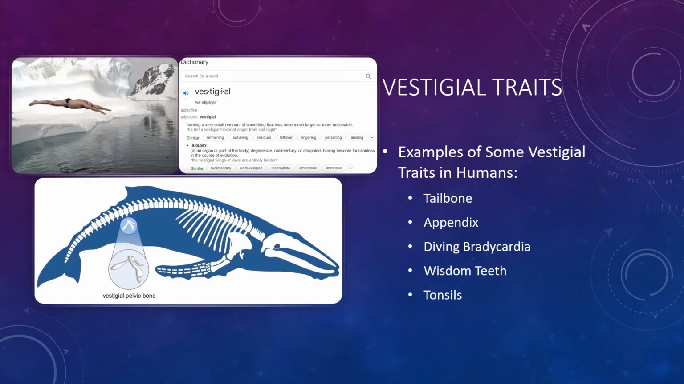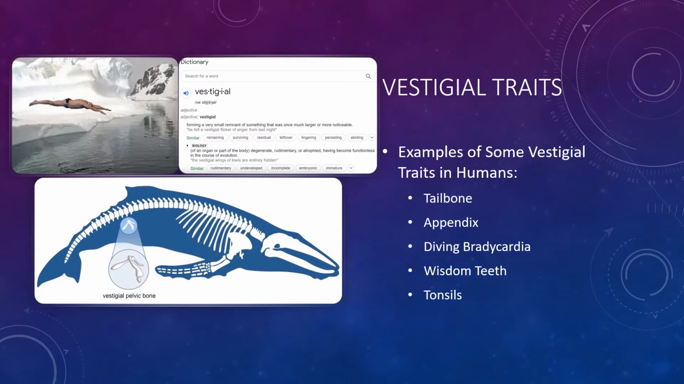In humans, for example, that would be the tailbone. Ancestors of ours used to have tails. If you want to call a tailbone a tail, it's just literally one bone as opposed to a long series of bones that make a tail. The appendix is an organ that's vestigial. It doesn't really do anything in humans, but in previous ancestors, it did. It did something else.